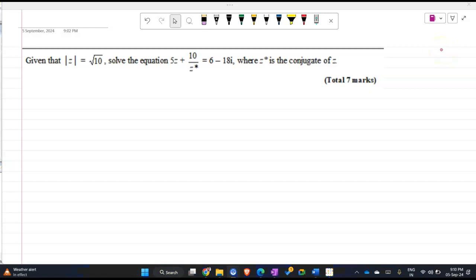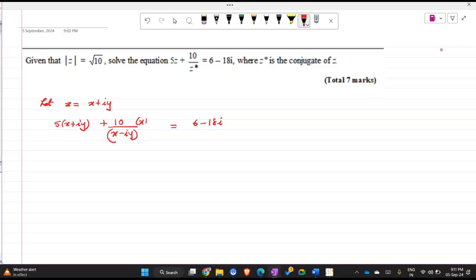mod z is equal to root 10. So let z is equal to a plus b i, or x plus i y, whatever you call it. It won't matter. x plus i y. So that means your 5z will be 5 times, correct? x plus i y, plus 10 upon x minus i y, is equal to 6 minus 18i.